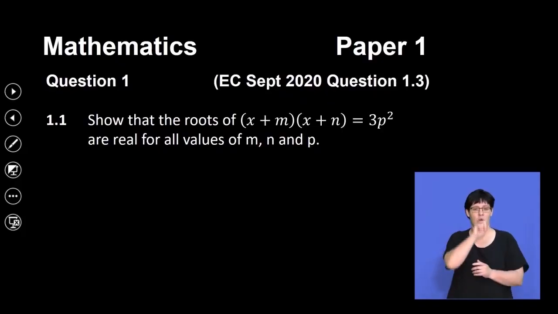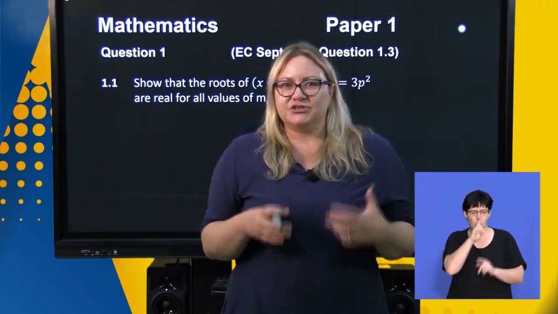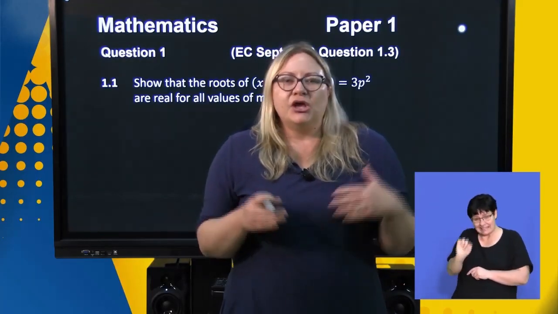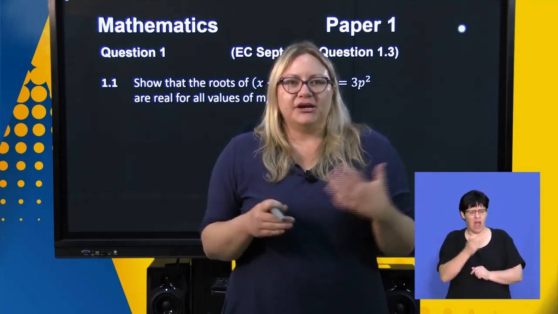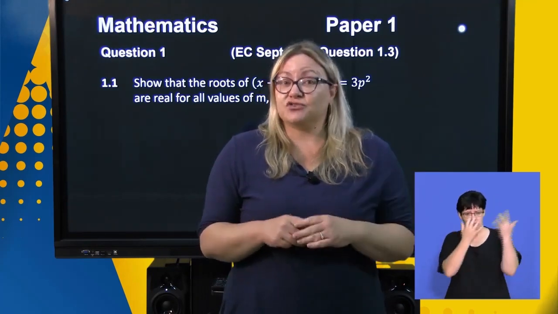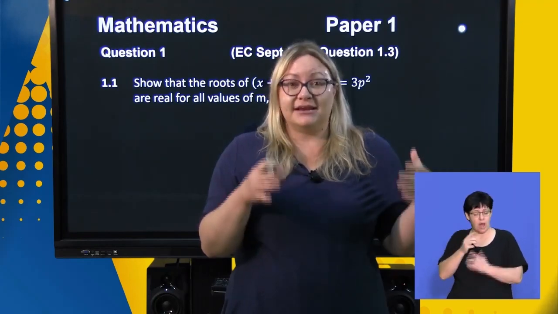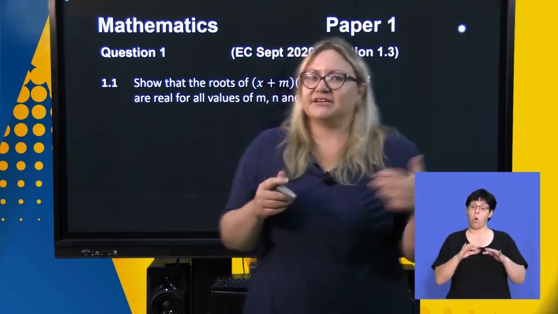Okay, so question 1. Show that the roots of (x + m)(x + n) = 3p² are real for all values of m, n, and p. Okay, so this is a question that's asking us to look carefully at the roots and to understand the roots of this equation. Usually we understand the roots by looking at the discriminant. So really this is asking us to calculate the discriminant and then to critically look at the discriminant and see whether it is greater than or equal to 0 or whether it is less than 0.